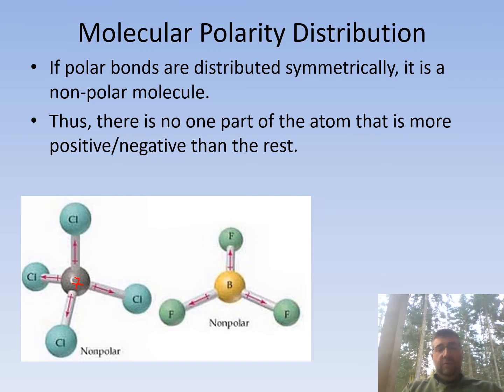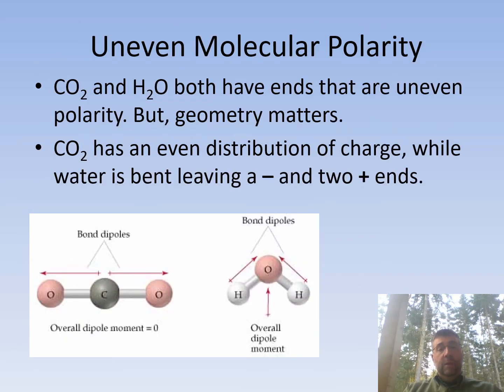Take a look at this one, boron trifluoride. Again, the bonds are all going in 3 directions. The positive is left here in the middle, and it is symmetrical. So we would say that that molecule is nonpolar. So you're looking for uneven or non-symmetrical molecules.